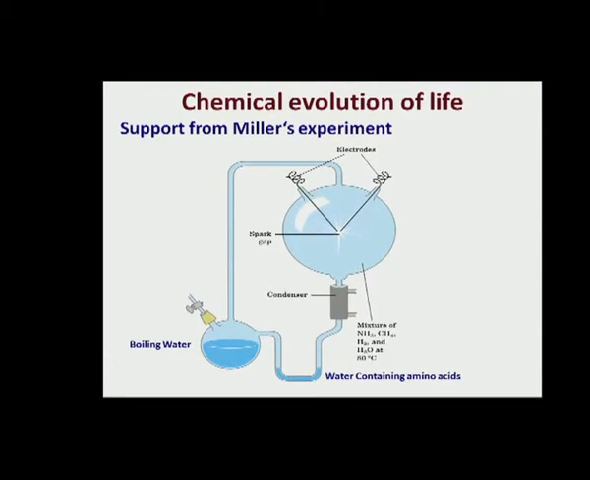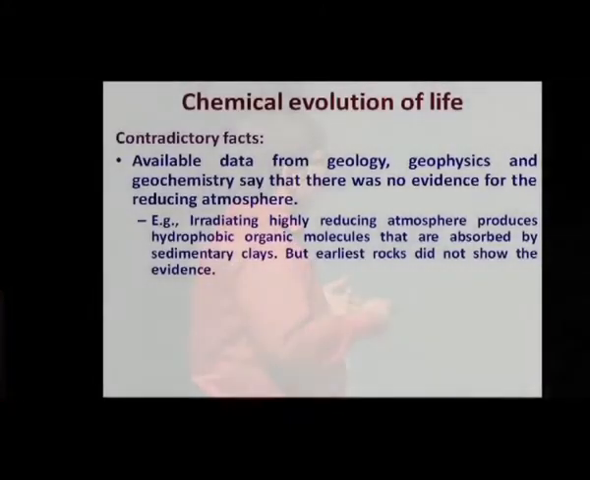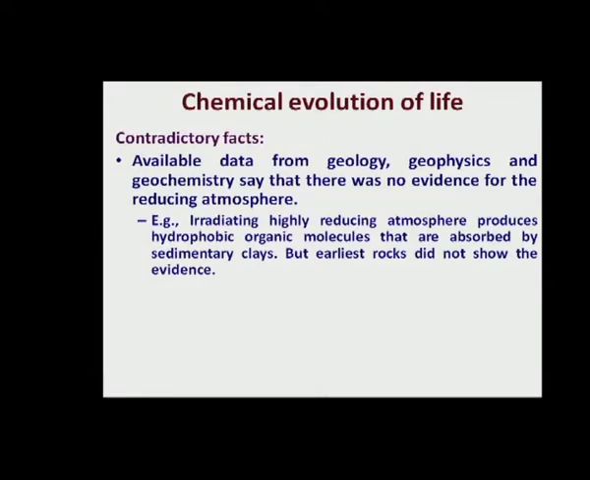But what are the other scientific facts? Was it really a reducing environment at that time, or was oxygen present at that particular location on the earth? Some of the evidence from geology, geophysics, and geochemistry says that there was no evidence for that kind of reducing atmosphere. For example, irradiating a highly reducing atmosphere generally produces some hydrophobic organic molecules. I think two days back another professor explained that there were some hydrophobic molecules at that time, but the earliest rocks did not show that kind of evidence.